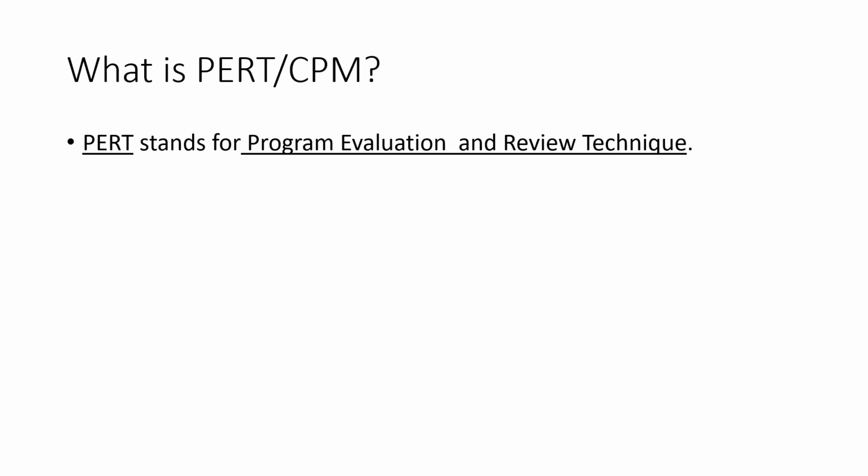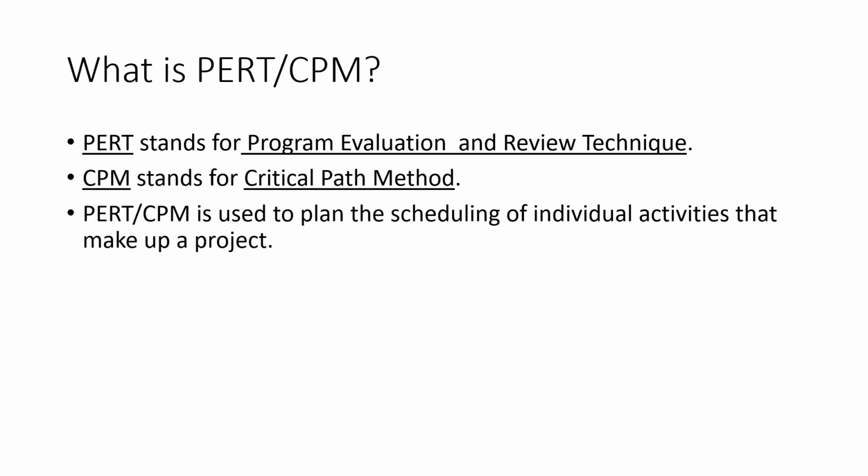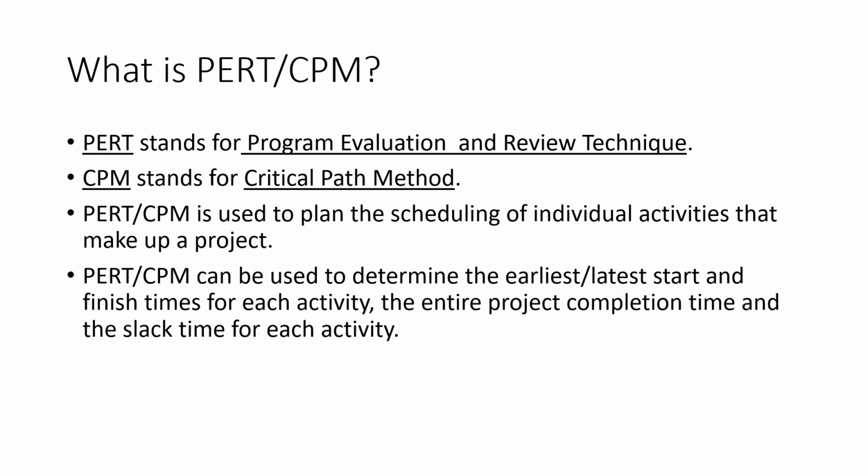Let us see what is PERT and CPM. PERT stands for Program Evaluation and Review Technique, while CPM stands for Critical Path Method. PERT and CPM are project management tools which are used to plan the scheduling of individual activities that make up a project. PERT and CPM are used to determine the earliest or latest start and finish times for each activity in a project, the earliest and latest start and finish times for the entire project completion, and also the slack time for each activity.